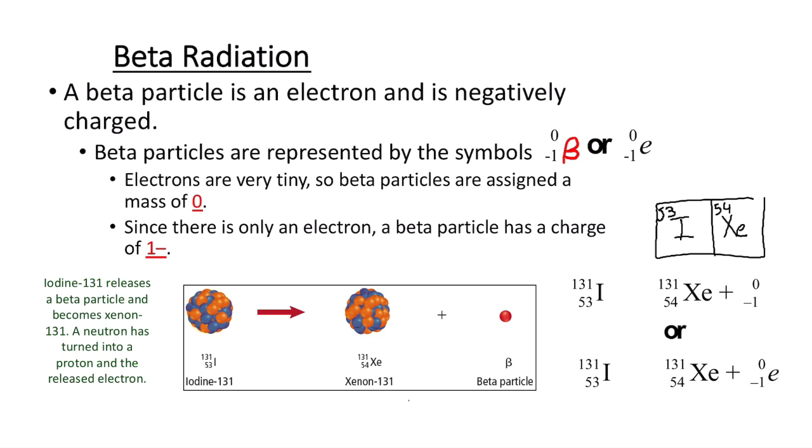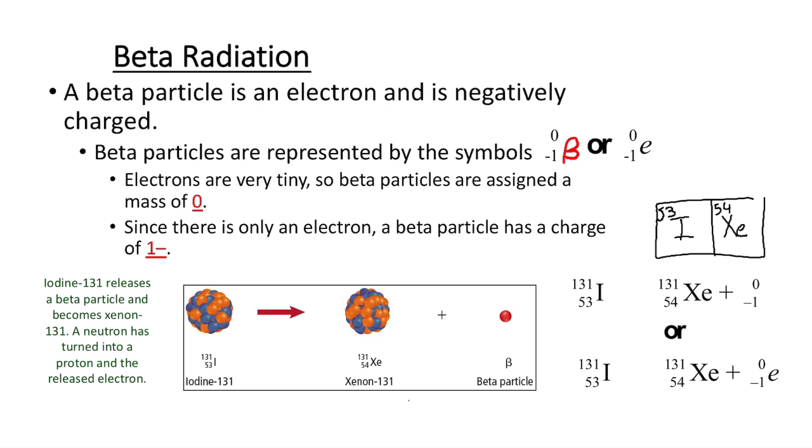Looking over our example at the bottom, we've got iodine 131, which undergoes beta decay, becoming xenon 131. A neutron has turned into a proton and then releases an electron in the process. The neutrons are neutral, so it has a mass of a proton and electron combined. So if a neutron breaks apart and forms a proton, that proton will stay in the nucleus and the electron gets released as a beta particle.